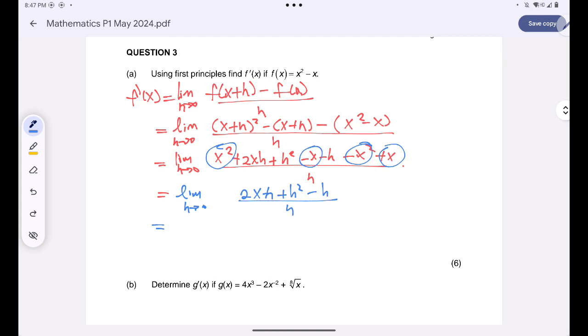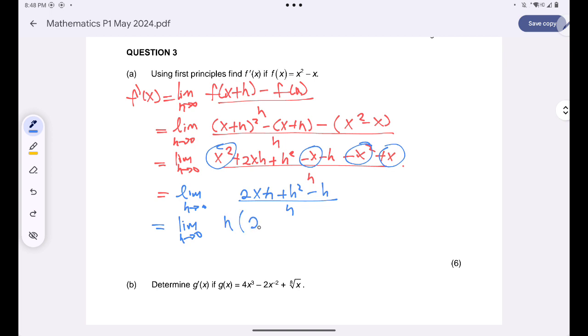Are you together? Please remember that the aim here is to just substitute 0 whenever you see h, right? But I cannot substitute 0 now because I have an h in the denominator, and that will make my denominator 0. And if the denominator is 0, the whole thing will be undefined. So I must try by all means to get rid of the h in the denominator. How can I do that? By taking out a common factor. h is a common factor.